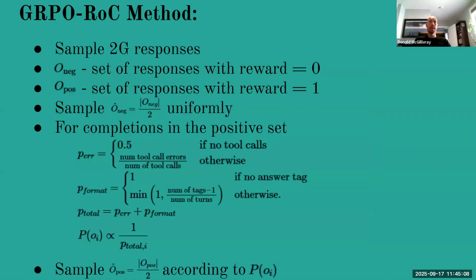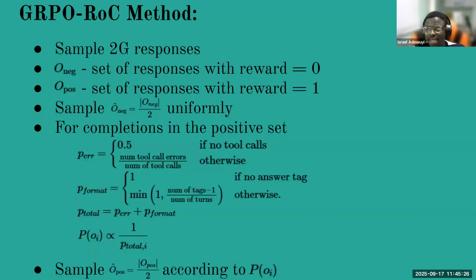What slide specifically? Right here. For the positive set, 0.5 if no tool calls. Did they play with these parameters at all? Because I was wondering that too. It seems very small.